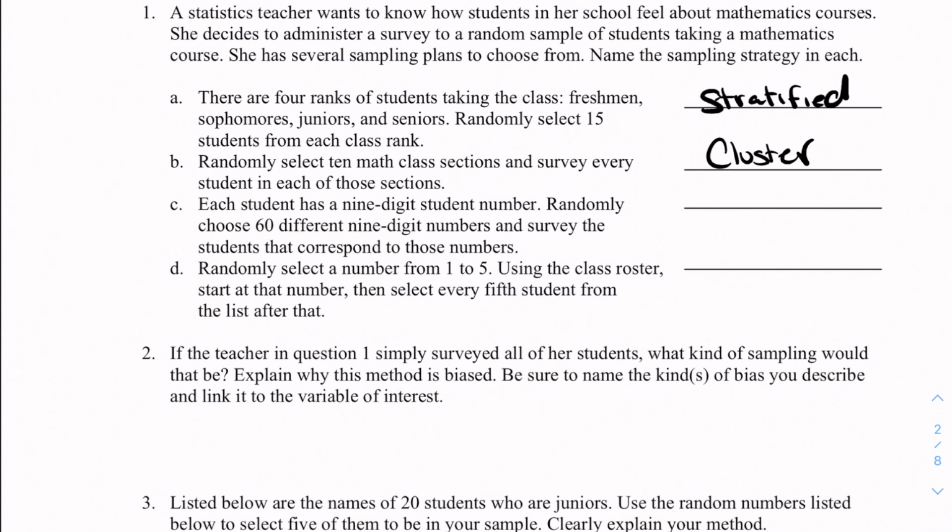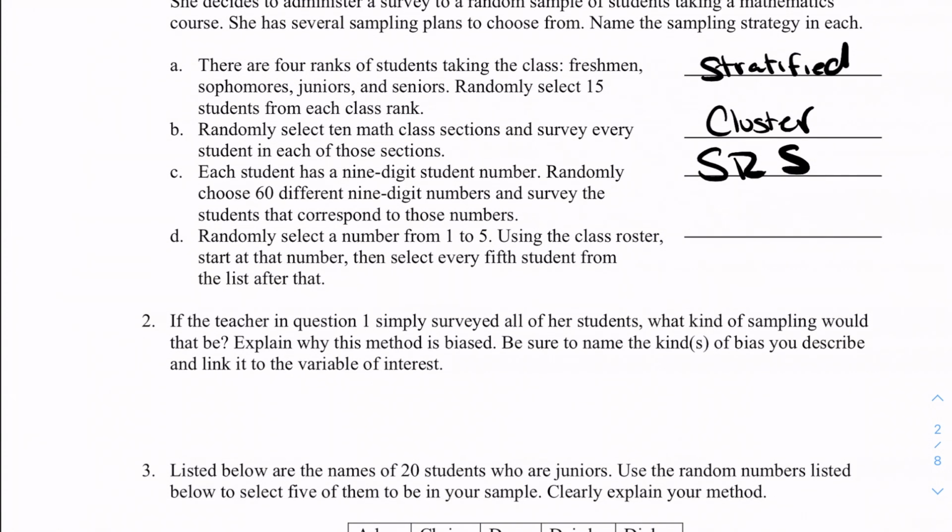Each student has a 9-digit number. Randomly choose 60 different 9-digit numbers and survey the students that correspond. So that is our simple random sample. And lastly, randomly select a number from 1 to 5. Use the class roster. Start at the number, then select every 5th student. So that is what we call a systematic sampling technique.